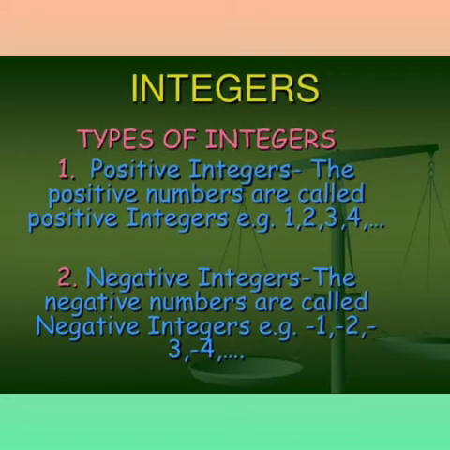Types of integers: positive integers and negative integers. First, positive integers. The positive numbers are called positive integers. For example, 1, 2, 3, 4 are positive integers. Second, negative integers. The negative numbers are called negative integers. For example, -1, -2, -3, -4, etc. are called negative integers.